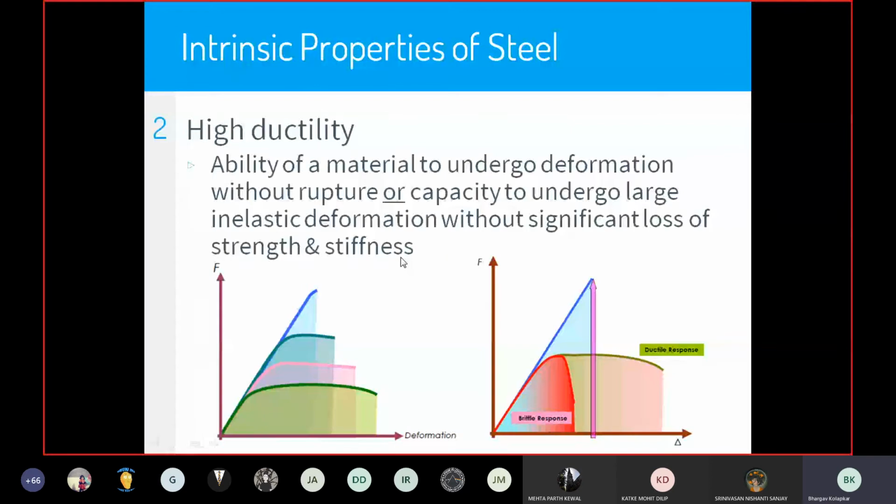Another important property is high ductility. As I've said time and again, the extent of the stress strain curve along the x-axis is a measure of ductility. So if I look at the series of graphs on the left, the green material is ductile as compared to the pink one, which is more ductile as compared to the blue one, which is more ductile as compared to the sky blue one. So higher the extent on the x-axis, larger is the ductility. So this is just a physics definition of what ductility is.